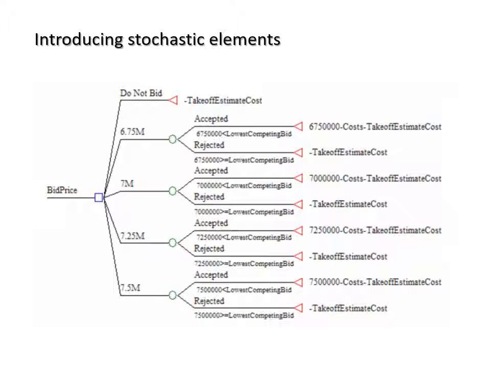So our bid would be accepted in each case if the bid is lower than the lowest competing bid, right? So if it's lower than the bids of all our competitors. But it would be rejected if our bid is greater than or equal to the bids of all of our competitors, right? And we don't know up front what those probabilities are necessarily. And so we want to make that condition be stochastic.